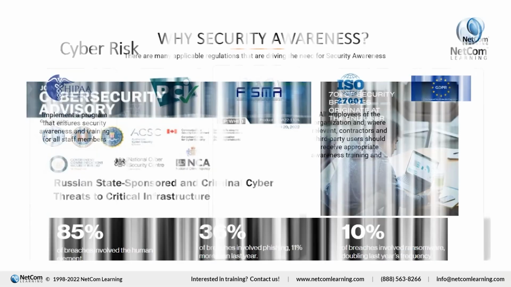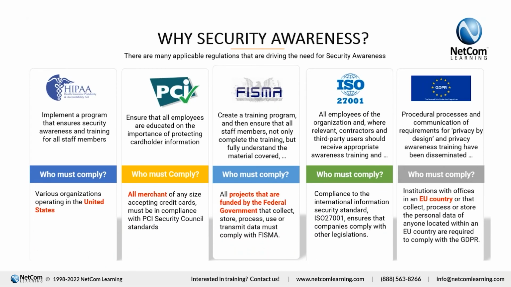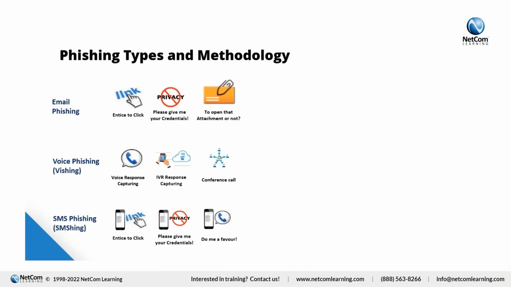And in my next slide, I just wanted to put in here the different regulations in our government, such as HIPAA for healthcare, PCI for banking, FISMA for the federal government, ISO and GDPR. All of these are created to make sure that we are creating measures to protect the citizenry as well as the customer. Now, as I mentioned earlier, for phishing, when phishing was first discussed, it was all about emails.